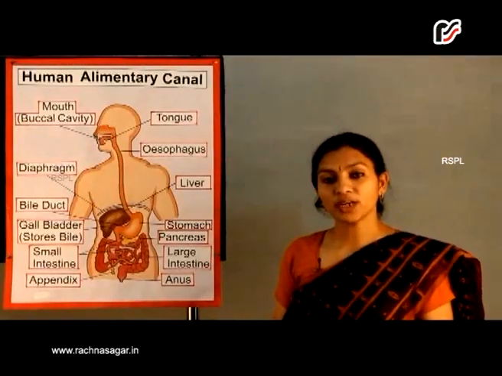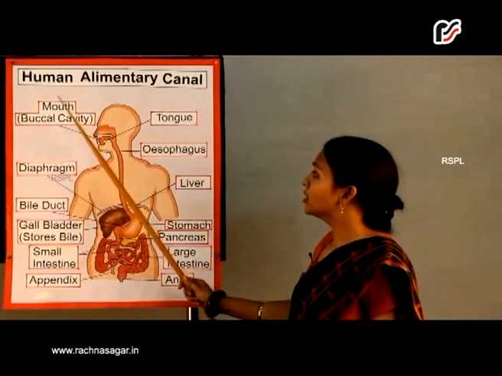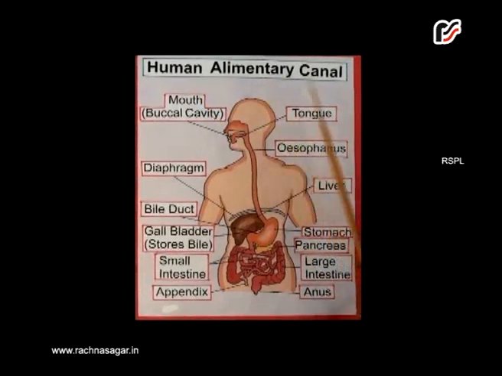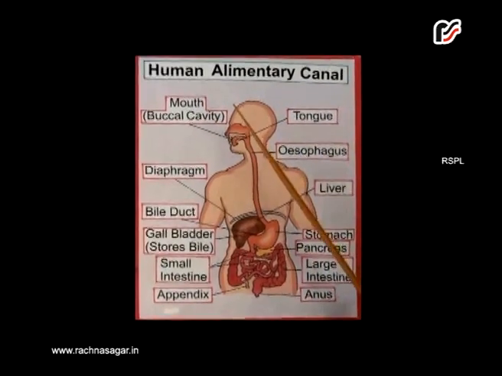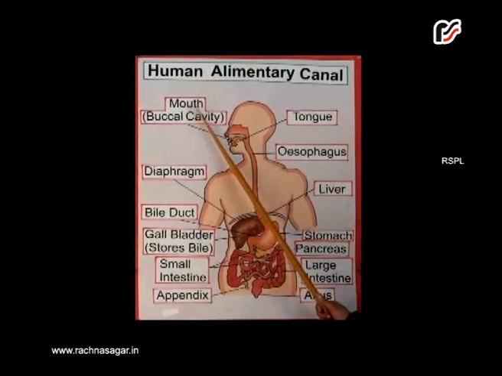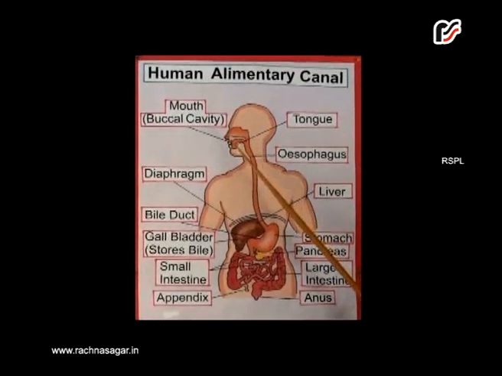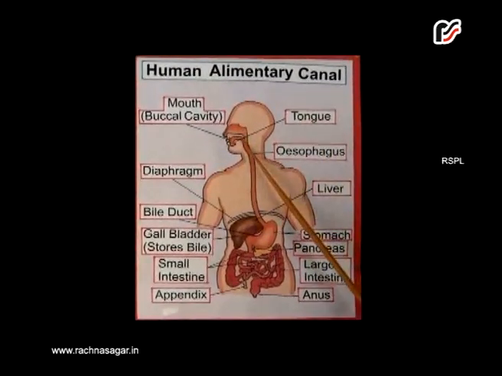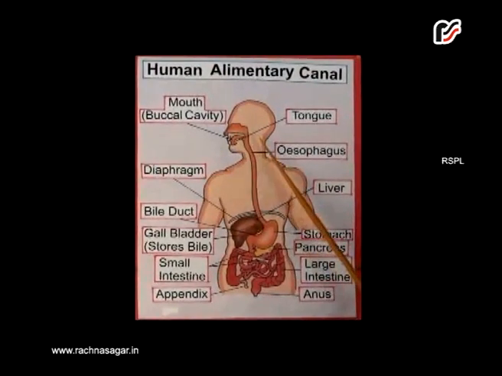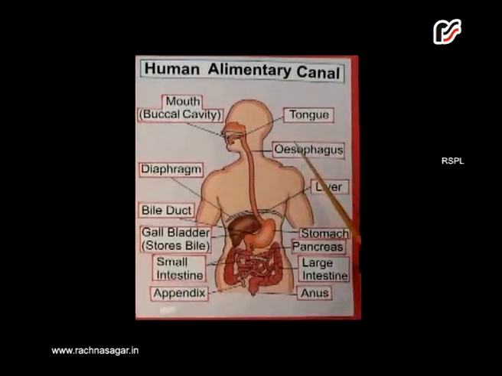Let's see the structure of human digestive system. This digestive system is also known as human alimentary canal. Various parts are shown in the diagram. First is mouth, which is also known as buccal cavity. Inside the buccal cavity, tongue is present, teeth are also present. Then buccal cavity leads to a pipe which is known as esophagus.